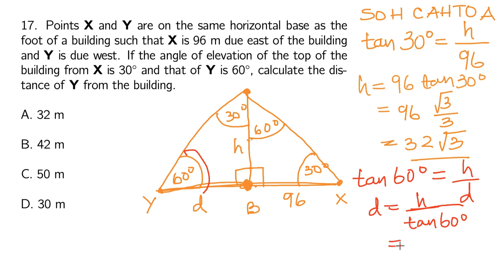And what is H? We found it to be 32 times the square root of 3. And what is the tangent of 60? It is the square root of 3. So we have 32 times the square root of 3 over the square root of 3. So we just cancel out the square root of 3 and we are left with 32. So our answer is 32 meters.